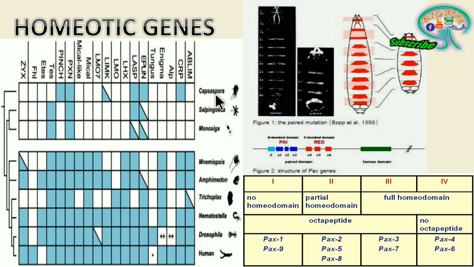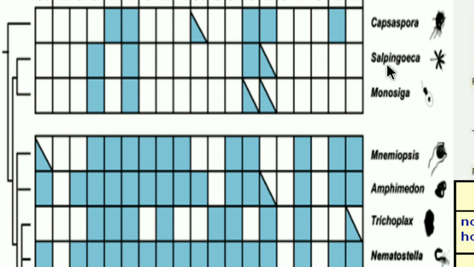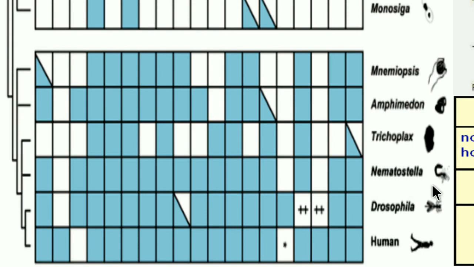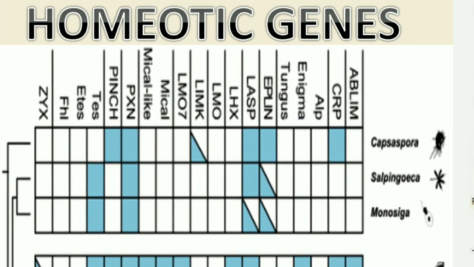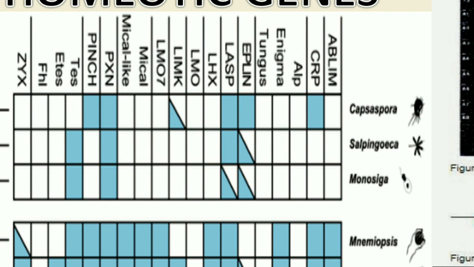Now here it is the Capsaspora, Salpingoeca and Monosiga. These are the organisms. Nematostella, Amphimedon, Trichoplax, Nematostella and Drosophila. Here you can see Drosophila, and next the human being. Now with regard to each organism, they have marked the boxes with color. Those boxes are the genes which are going to express.